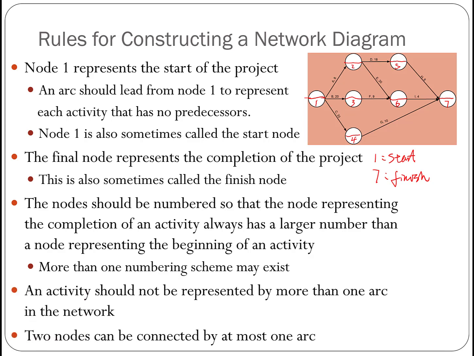But we can have more than one arc going to the same node, or we can have more than one arc, like these ones, coming out from the same node. What we cannot do is have more than one arc connecting the same pair of nodes. This is not right. Okay.